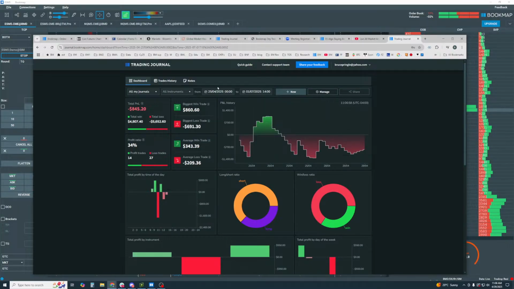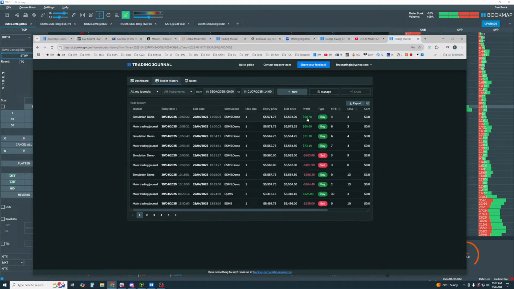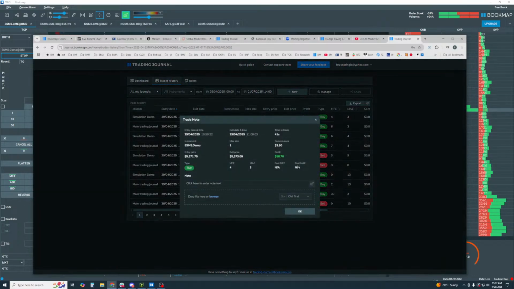Anyway, you've got the trade data in here as well, the history of them. Here's the trades that we just took. Okay, and you can click on them and you can see more data. You can even put your image in here, a screenshot of it. Okay, it's a really nice job by the developers.